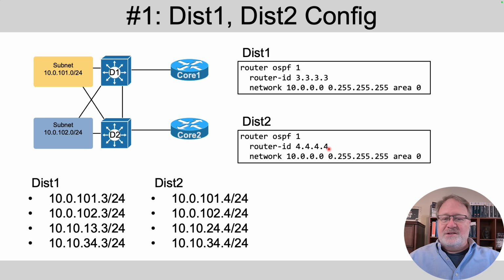Then if we move on to dist1 and dist2, it's the same concept with the same wildcard mask for the network commands here. One network command enabling OSPF on all 4 interfaces. Here's the list of dist1's network 10 IP addresses.